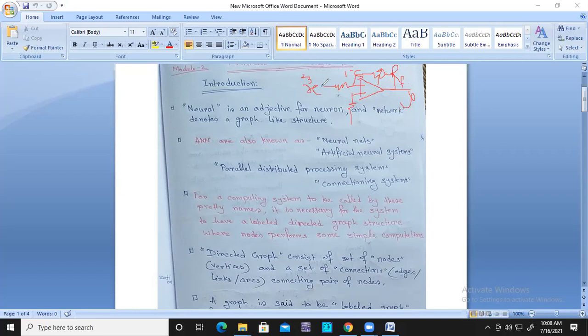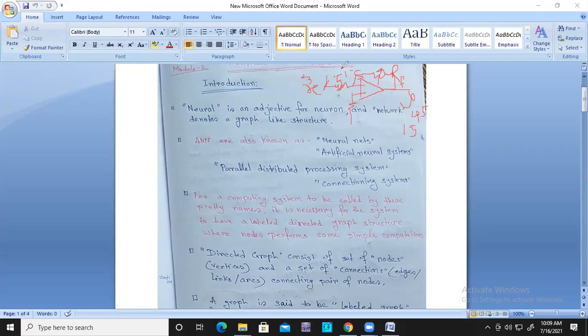What happens 1.5 into 3? Whatever it is, coming, 4. Just like 4.5, this much amount of it will be coming. Okay, so it will be amplified. Or if you put something to divide it, say 0.5, it is not coming. This is 0.5. Then what happens? 3 will be just 1.5. The value of the output will be 5.